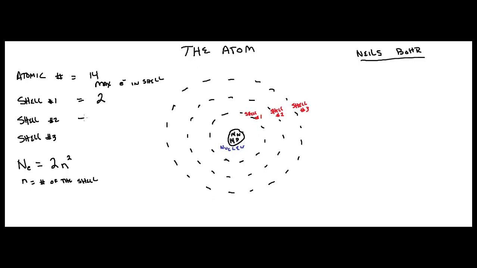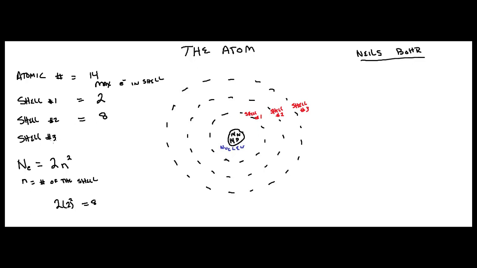How about for the second shell? What do you think it would be? Give it a try. Pause this and then restart it. We'll do it together. Okay, welcome back. So if we're doing the second shell, this is going to be 2 times 2 squared, because we have the second shell, right? That's going to be 2 times 4, which is equal to 8, right?